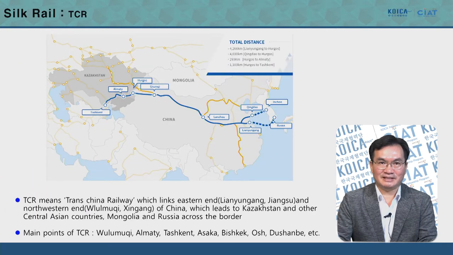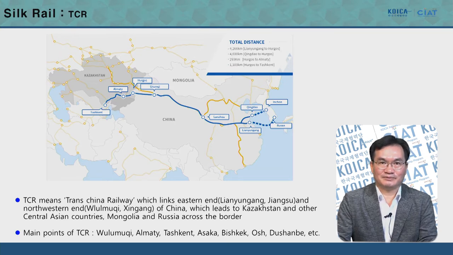Please see the TCR in the picture. TCR means Trans-China Railway, which links the eastern end, Lianyungang, Jiangsu, and the northwestern end, Urumqi, Xinjiang of China, which leads to Kazakhstan and other Central Asian countries, Mongolia and Russia across the border.